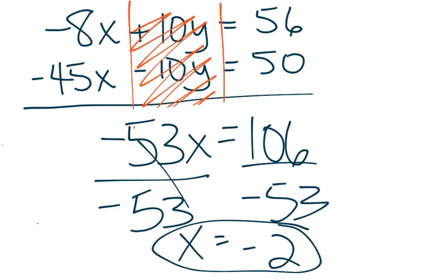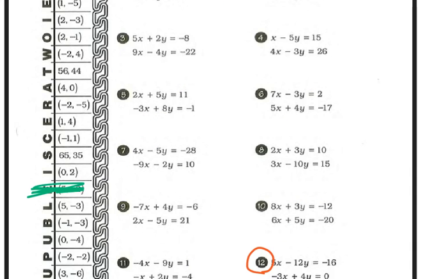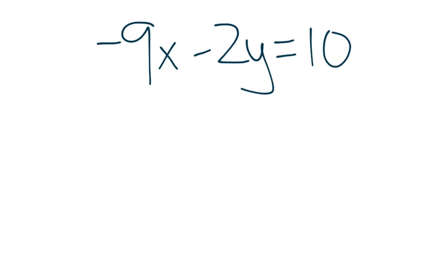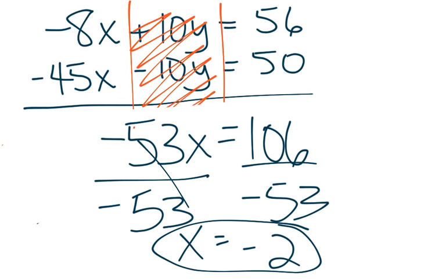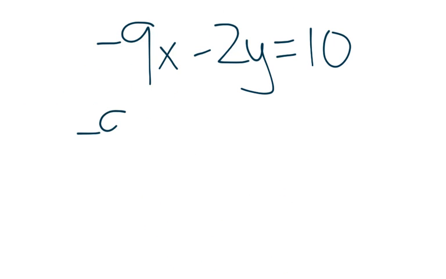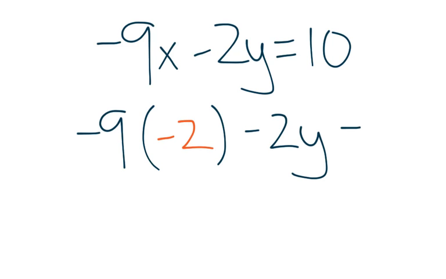So let's go back to the original equation and let's pick the easiest equation to use. Let's see, I'm guessing maybe the second one. Let's use the second one. So negative 9x minus 2y equals 10. And x is negative 2. So I'm going to write negative 9 times negative 2 minus 2y equals 10. Notice the only thing I did was plug a negative 2 in place of x.